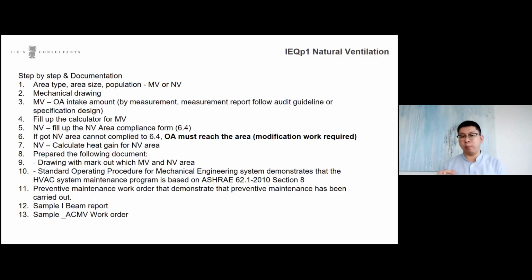Next, standard operating procedure for mechanical engineering to demonstrate that the HVAC system has a maintenance program based on 62.1. And we need PM, preventive maintenance work as well, to demonstrate that the PM has been done. The other documents we need are a sample of I-beam report, and the last one will be a sample of ACMV work order. So with all these steps, then we can prove to LEED that the project complies with this requirement. With that, thank you very much.